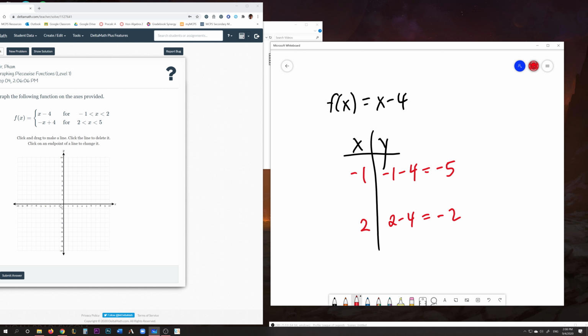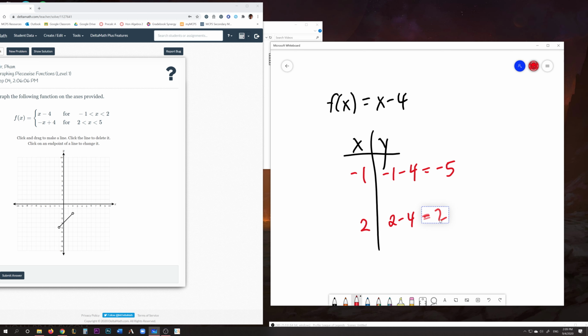So let's plot that on our graph. So -1, -5. So it's right there. So keep that in mind. And we're going to drag it to 2 comma -2. 2 comma -2 is right here. So we have -1, -5 to 2 comma -2. Because there's no equal sign, click on the endpoints to create an open circle. So that is our line. We can double check because this is a linear function of the form mx plus b. Our slope is 1, so that looks correct because it's going up 1 over 1, and the y-intercept is at -4. So far it looks good.